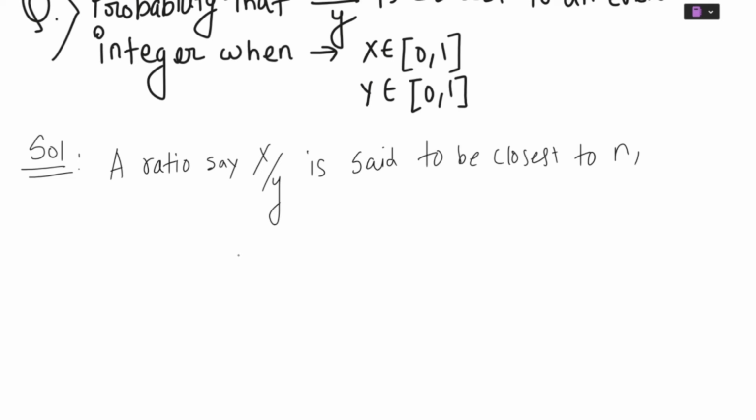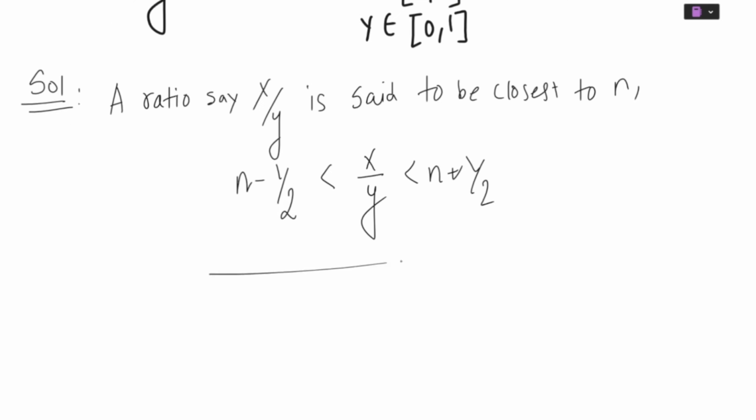It is said so only and only when n minus half is less than x by y is less than n plus half. So do you understand that n minus 1 or n plus 1 cannot be nearer to x by y than n, because x by y is situated at a point which is greater than n minus half. So you have already examined that avenue. Let me draw a picture which might depict it very beautifully.